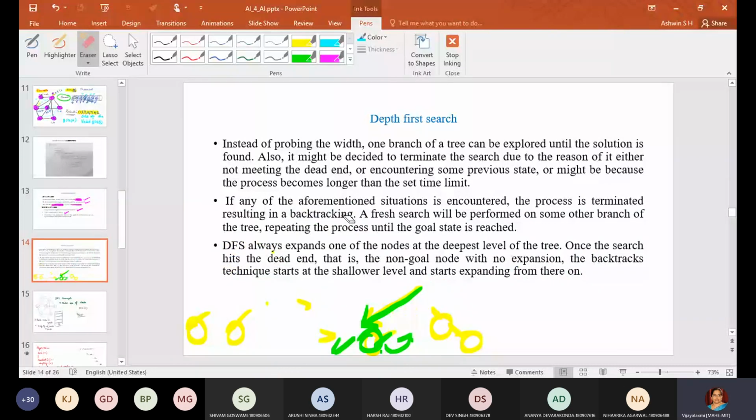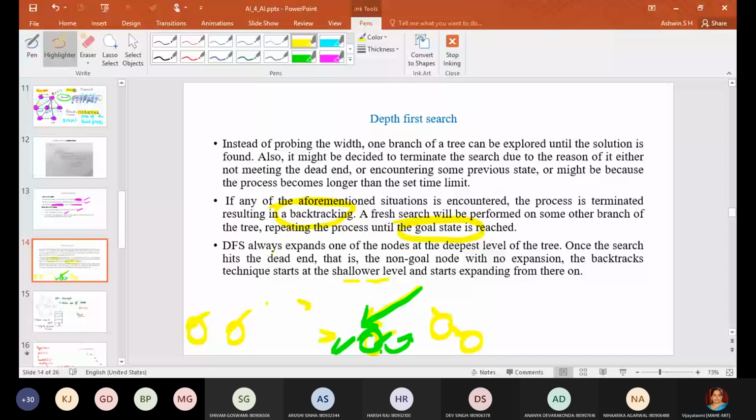So this is backtracking. A fresh search will be performed on some other branch of the tree, repeating the process until the goal state is reached. DFS always expands one of the nodes at the deepest level of the tree. Once the search hits the dead end, that is, a null goal node with no expansion, the backtracking technique starts at the next shallower level and does the same thing.